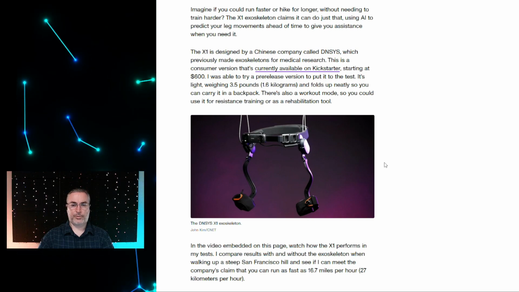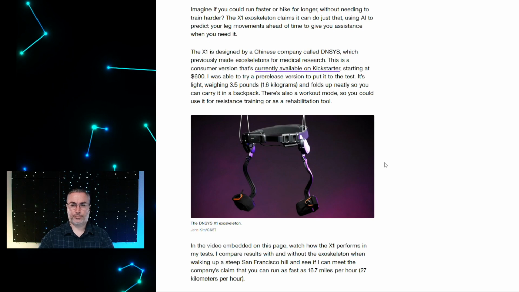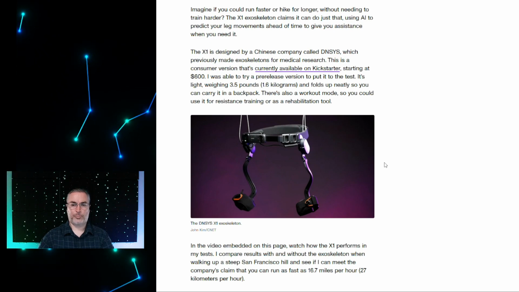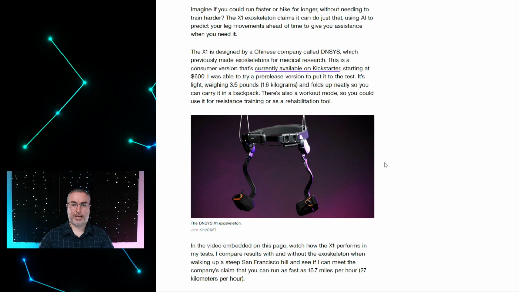It's starting at $600. They were able to try a pre-release version of it to put it to the test. It's light, weighing 3.5 pounds, and folds up neatly so you can carry it in a backpack.